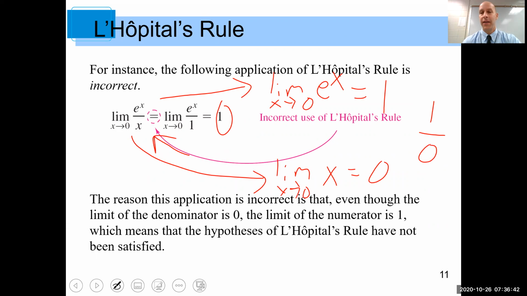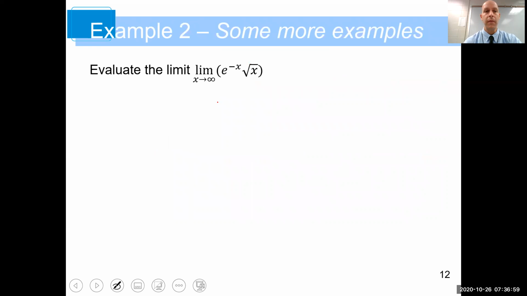In fact, this limit is not something that we would say is just 1. And I'm just going to encourage you, look at your graphing calculator and see what it says. Okay, so let's go ahead and move forward.